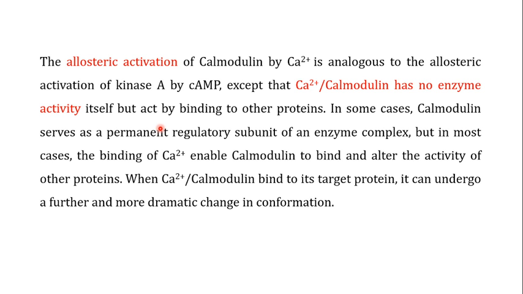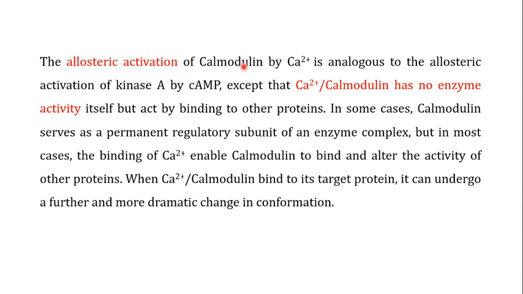Now, the allosteric activation of calmodulin by calcium is analogous to the allosteric activation of protein kinase A by cyclic AMP. In the video on protein kinase A, I told you that protein kinase A gets activated by cyclic AMP. In this particular case, the calmodulin gets activated by calcium. So this activation mode is almost similar for protein kinase A and calmodulin.